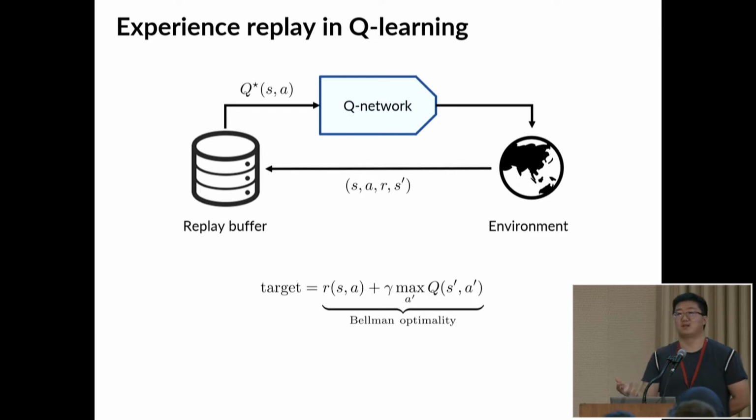And there have been a lot of works starting from prioritized experience replay, perhaps in 2015, that try to reweight the replay buffer in order to get much better performance than just randomly sampling from the buffer.